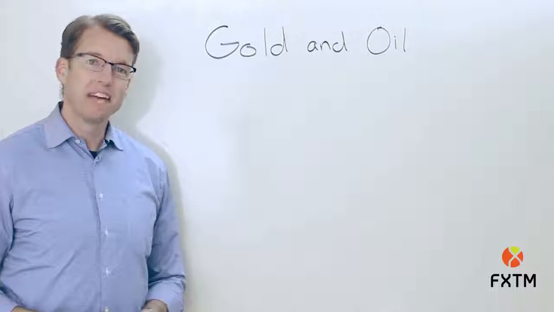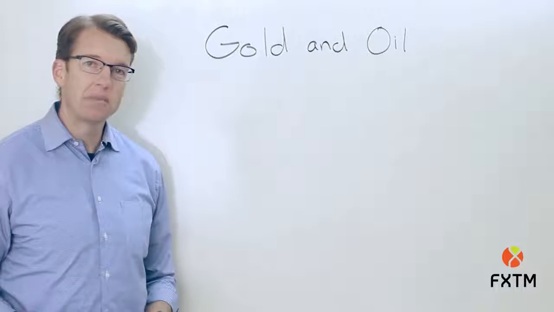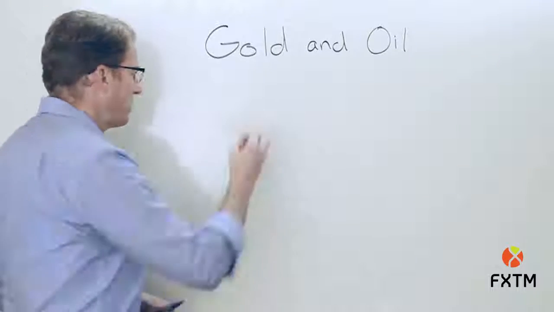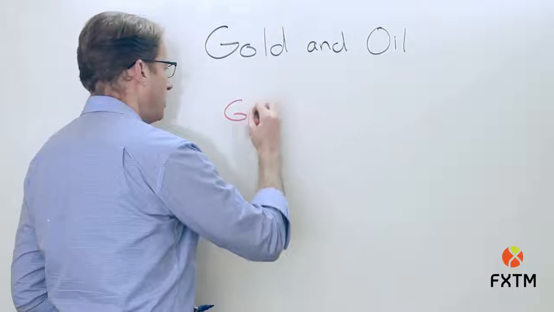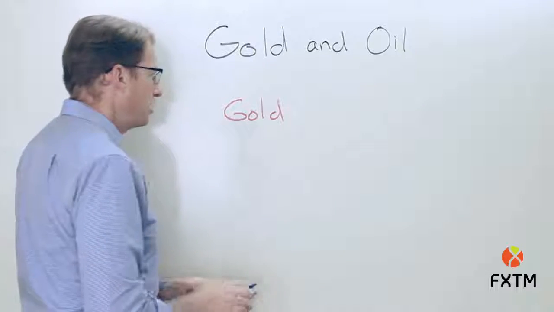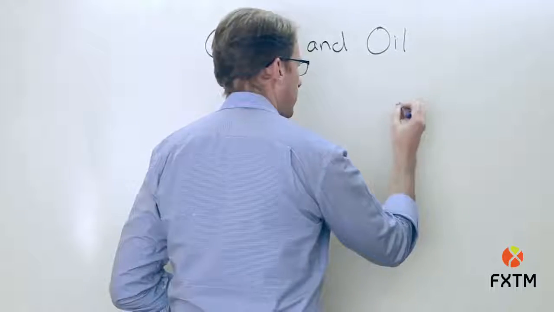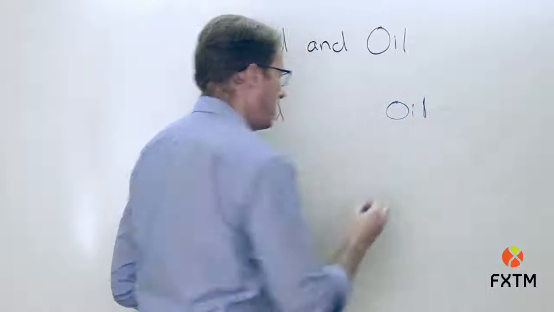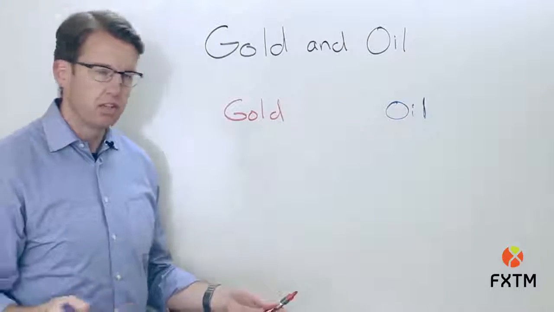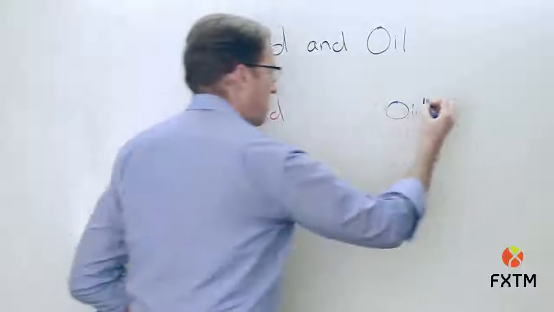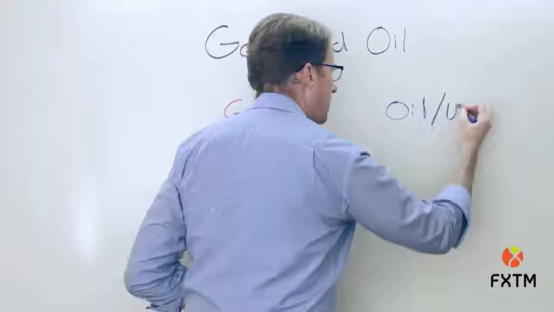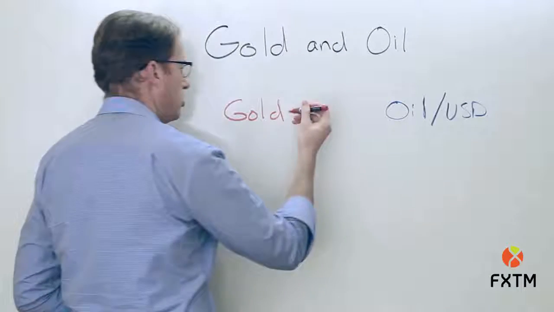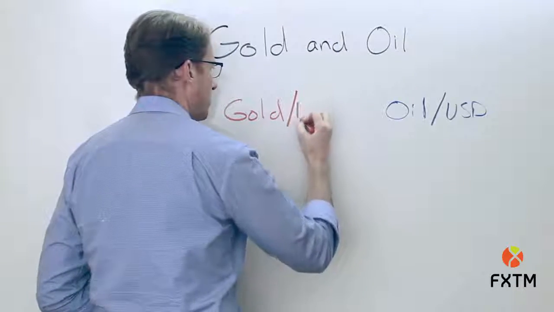In this episode of the FXDM educational series, we're going to be taking a closer look at trading gold and oil. Now what I'm going to do is write down gold over here, and then we'll write oil over here. Something that I find very useful in understanding how these two relate to the dollar is to compare them to the dollar as if they were a currency pair, as if we were looking at the euro-dollar currency pair or something like that.